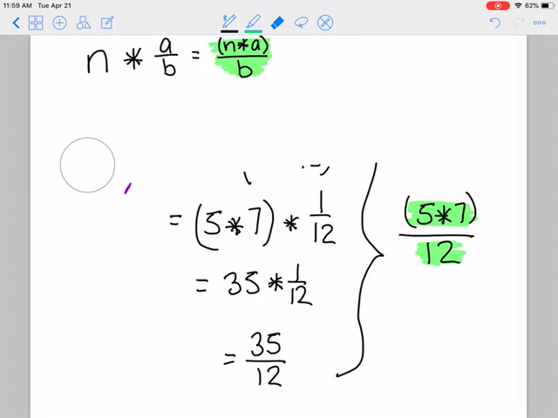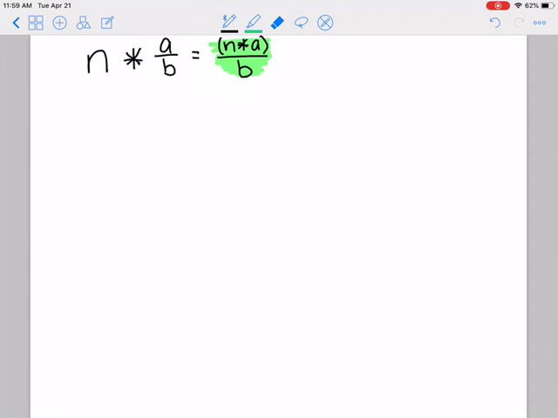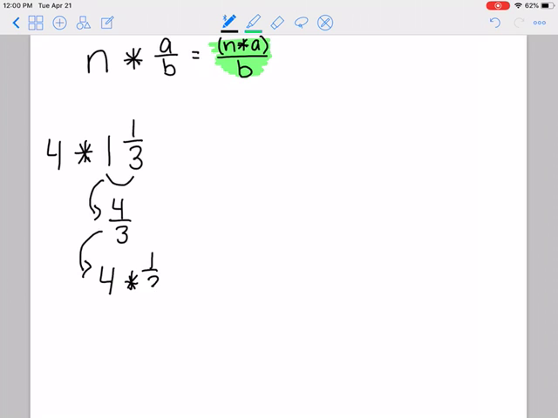Okay, last example. This example is going to be a little bit trickier because we are using a mixed number. So the problem is 4 times 1 1/3. 4 times 1 and 1/3. So we're going to do 2 steps. First, we're going to change 1 and 1/3 to an improper fraction, which would be 4/3. Then we're going to change it again to a multiplication number model using a unit fraction, which would be 4 times 1/3. All 3 of these represent the same amount.